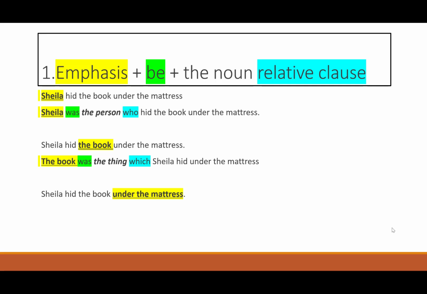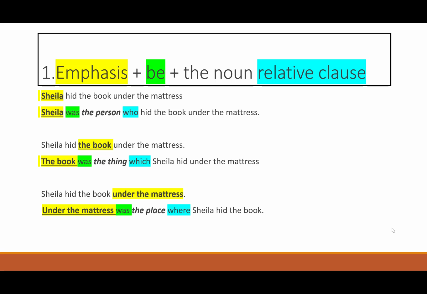Now, look at the next sentence. The phrase we would like to stress or emphasize is under the mattress. It's the position of the book. It's the place of the book, right? And then we put the phrase we would like to emphasize first as the subject. So we use under the mattress first as the subject. For the verb, we have to use be, because this is past tense. We use was.